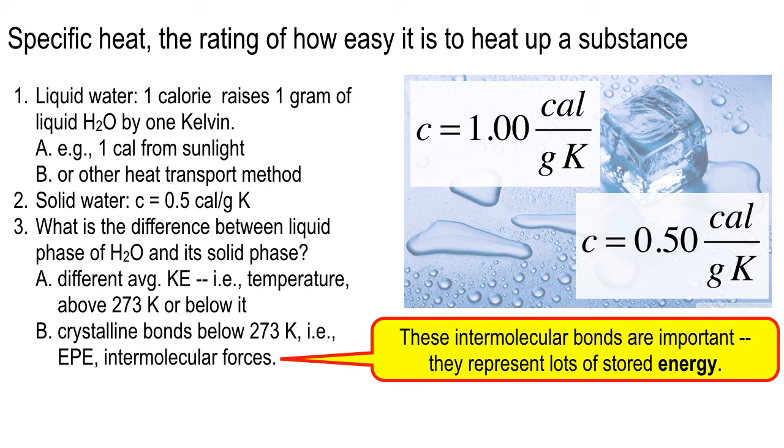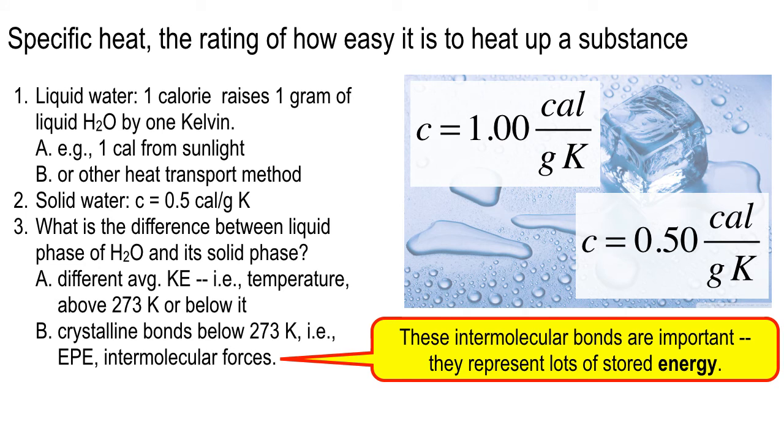Now those things are important. They represent stored energy. If you want to turn a snowflake into a drop of water, you have to break those bonds. And the way that you do that is by adding heat energy. You put the snowflake in the palm of your hand, and the heat from your hand will melt the snowflake, or the ice cube. So the process of melting requires energy as well.